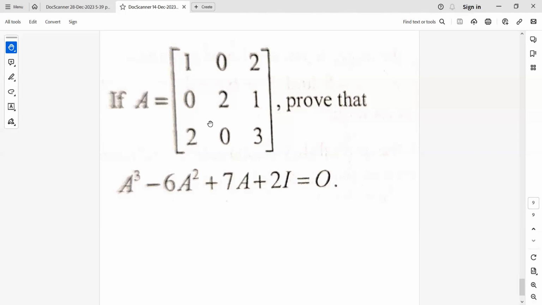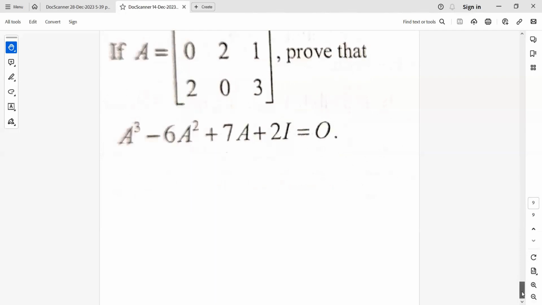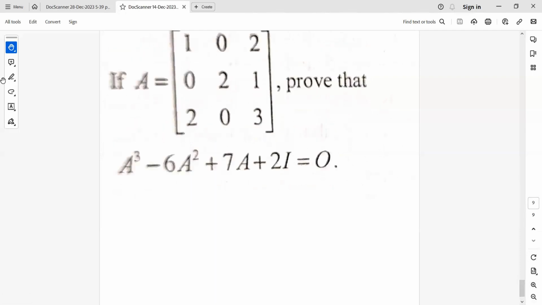See, this question is given in the form of a cubic equation. So you need to show it is equal to 0. Okay, so we will be discussing this question now. First, what we need to do here. The first part in the solution.